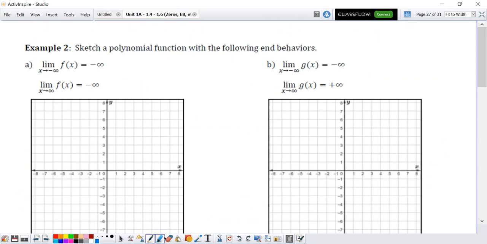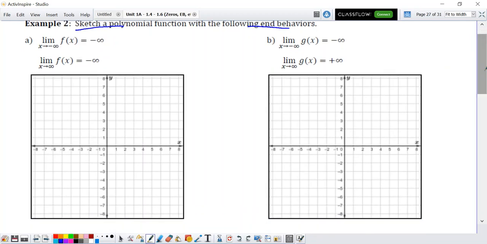Okay, so this is very interesting. You have to sketch a polynomial with the following end behavior. You have to be creative, and anything could happen in the middle. So let's interpret this piece. Limit as x goes to negative infinity, the y value goes down. So I have to go somewhere down.